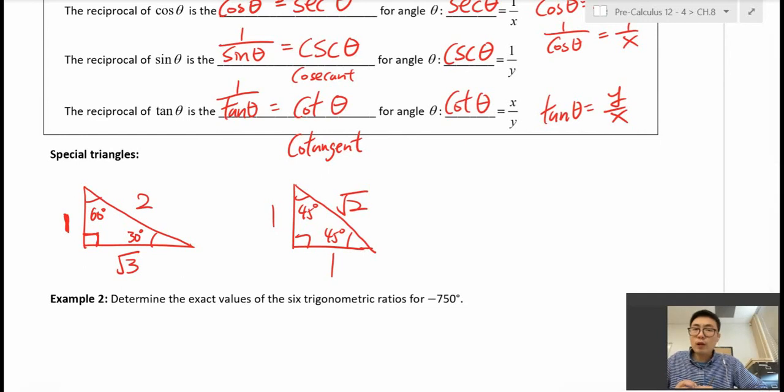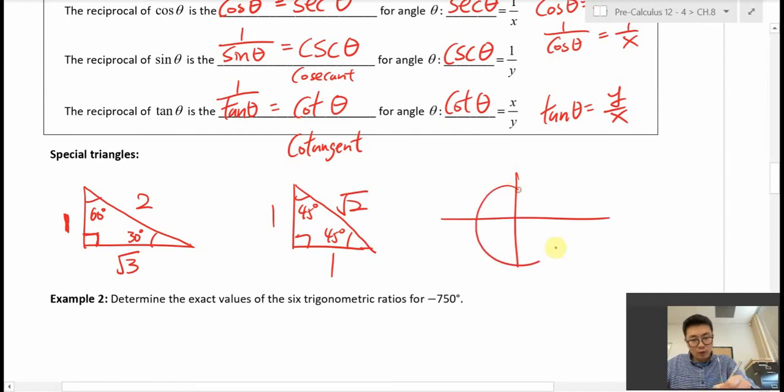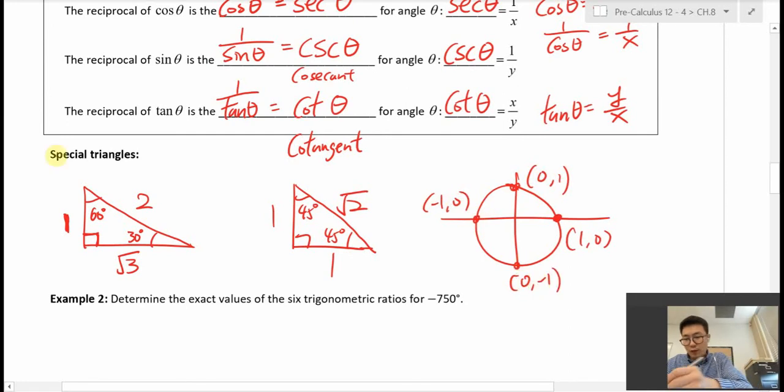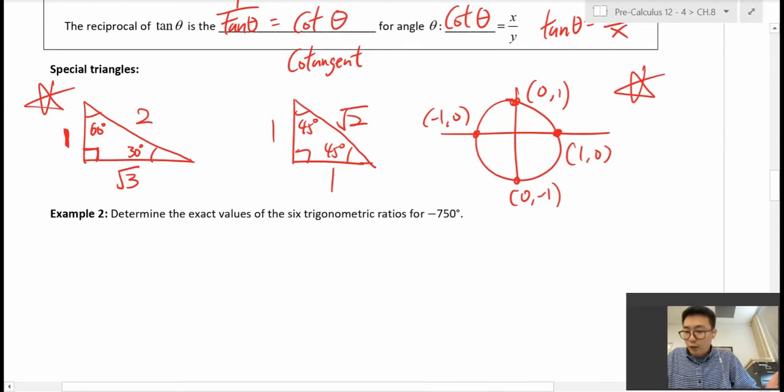Okay, so these are the special triangles. These two you need to remember. And again, the unit circle you need to remember. The unit circle is easy to remember: 1, 0, 0, 1, negative 1, 0, 0, negative 1. So make sure you have these three things memorized, because we're going to look at exact values.